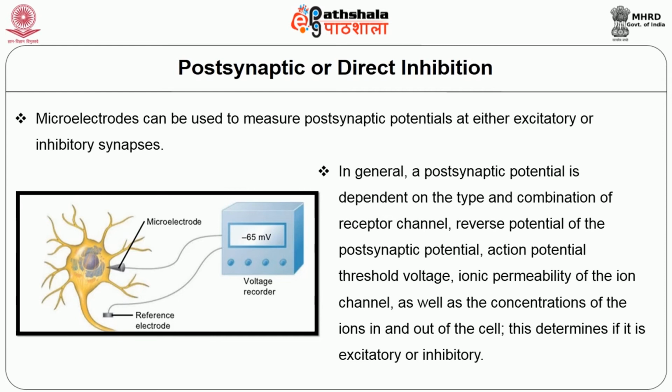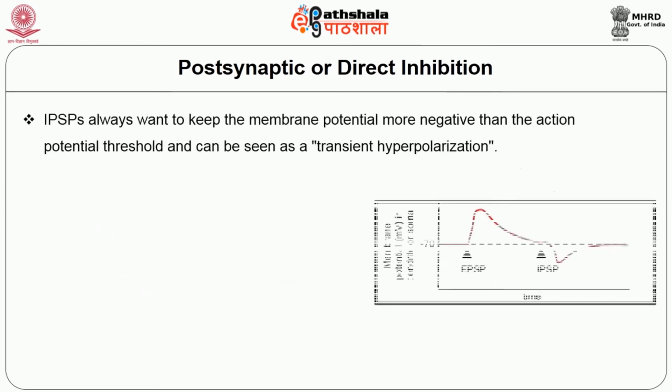In general, a postsynaptic potential is dependent on the type and combination of receptor channel, reversal potential of the postsynaptic potential, action potential threshold voltage, ionic permeability of the ion channel, as well as the concentration of the ions in and out of the cell. This determines if it is excitatory or inhibitory. The iPSPs always want to keep the membrane potential more negative than the action potential threshold and can be seen as transient hyperpolarization.